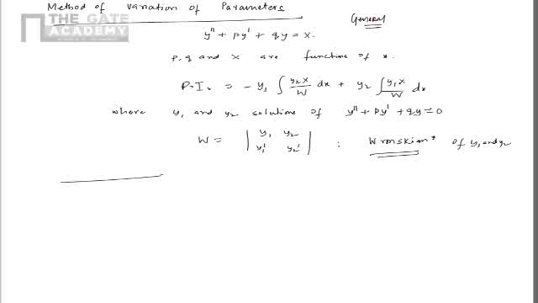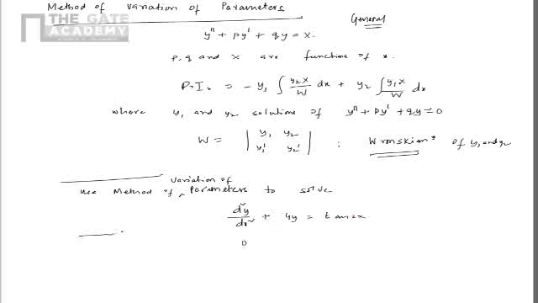Let's take this problem. Use the method of variation of parameters to solve d square y by dx square plus 4y is equal to tan 2x. Let me put this in the standard form: D square plus 4, applied to y, is equal to tan 2x.